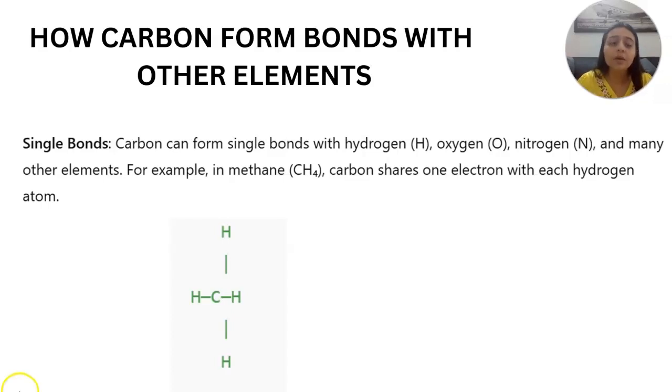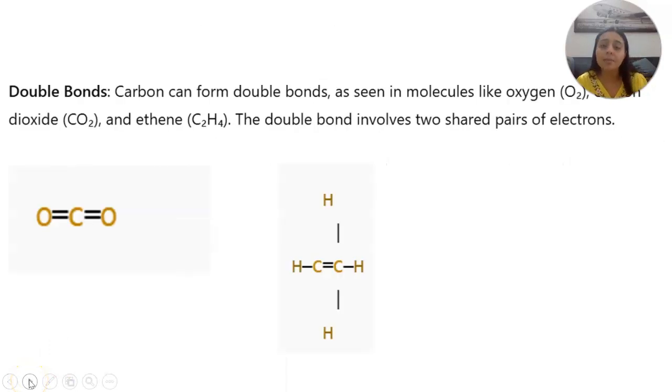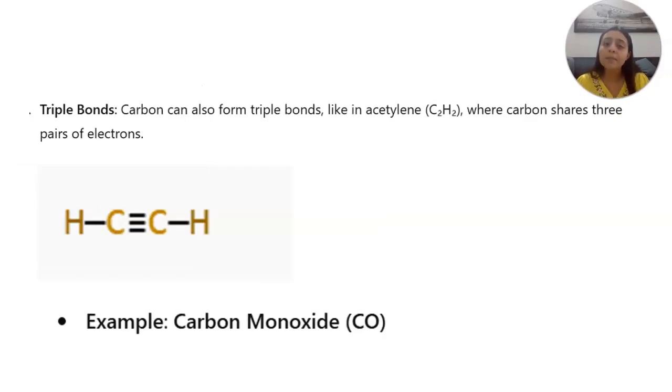Now, if we talk about the double covalent bond formed by carbon, we can see carbon dioxide as an example, or ethene, C2H4, where 2 carbon atoms are present and 4 atoms of hydrogen are present. You can see in the formation of carbon dioxide, carbon is forming a double bond with both of the oxygens. And here you can see in C2H4 also, carbon is forming double covalent bonds. In this way we can say that carbon forms double bonds. Now for the triple bond, we can see there is an example of acetylene or carbon monoxide.